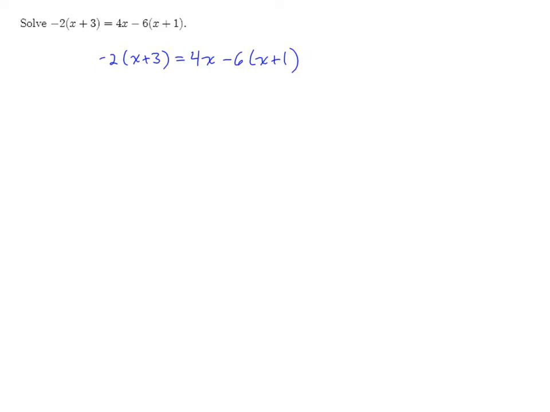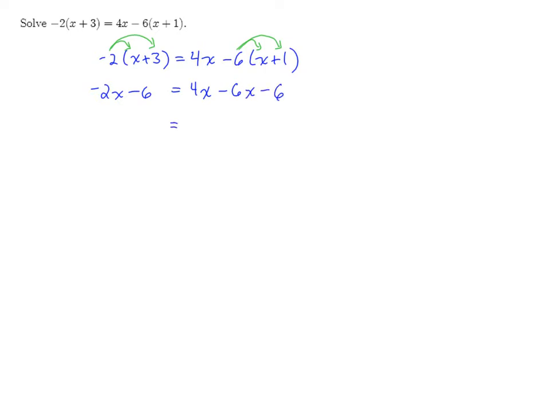So on the left, let's distribute that negative 2 across x plus 3. And so we'll have negative 2x minus 6 equal to, and on this right side we have 4x, and we're going to distribute the 6 across x plus 1. Again, we're doing that distribution first because multiplication precedes subtraction. So minus 6x minus 6. Okay, so now we're done distributing.